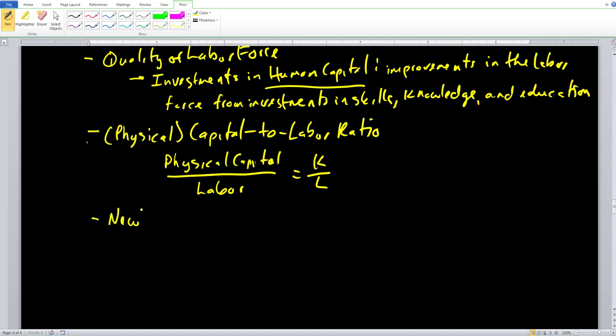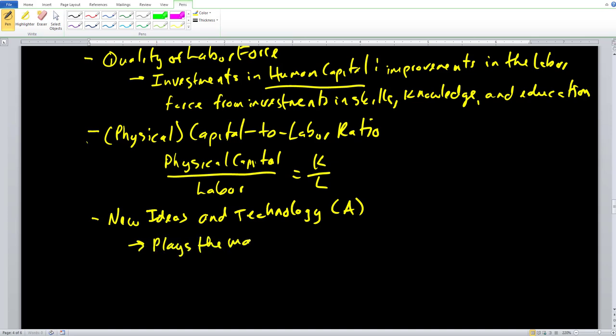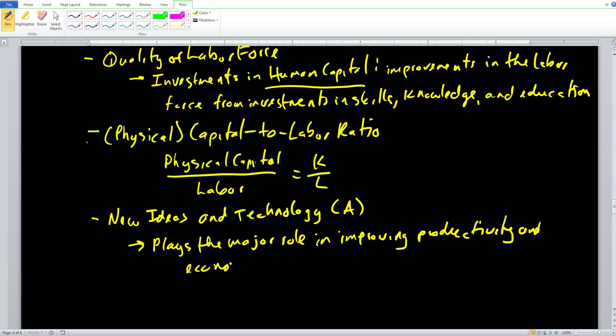So here we take a look at new ideas and technology, essentially this A component. New ideas and technology, as we've said, play the major role in improving productivity and economic growth. So this is the main driver of economic growth, and it comes from new ideas and technology and even new processes as well.